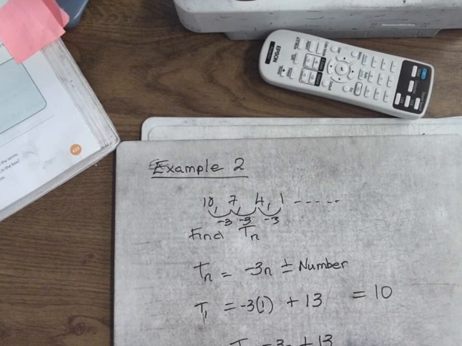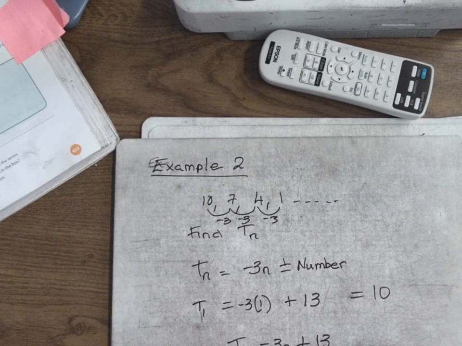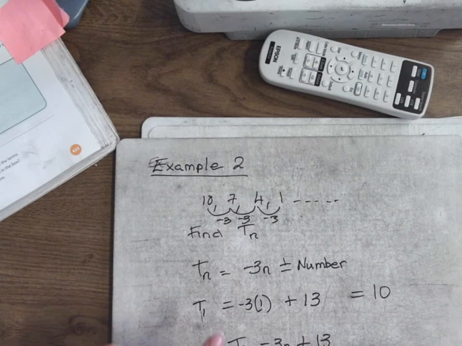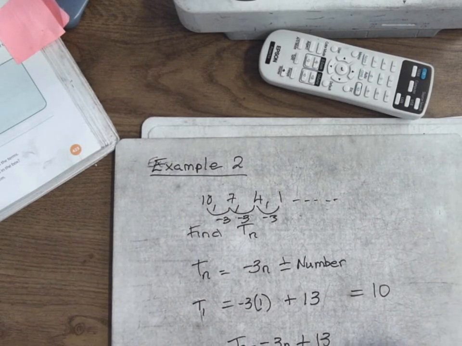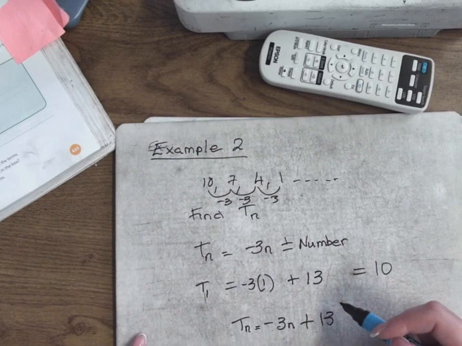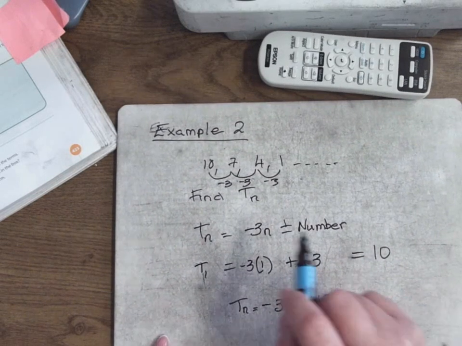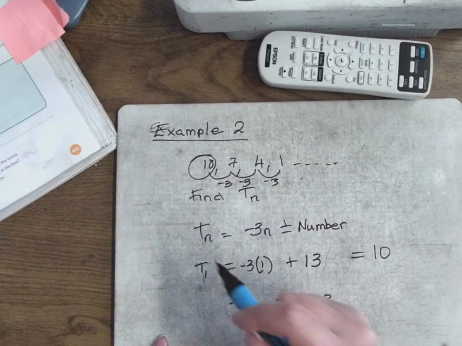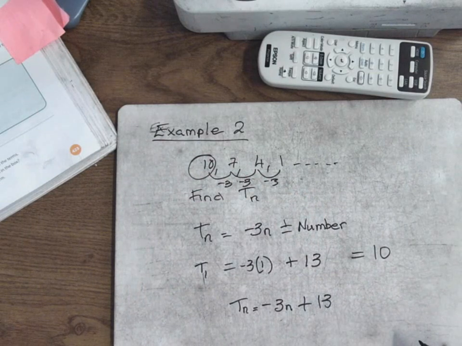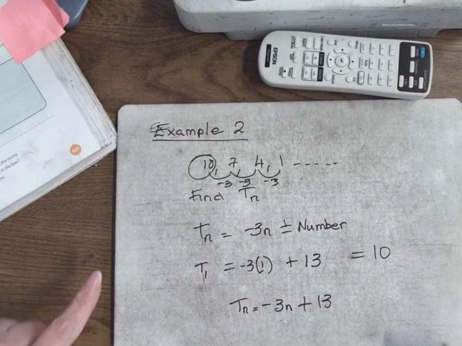Check my answer, put in n is 2. So minus 3 times 2 is minus 6. Minus 6 plus 13 is 7. Right? Yes. Where did you get the 10 from? Look, term number 1 is 10. I know what term number 1 is because they gave me the sequence. Right? Will I go again?